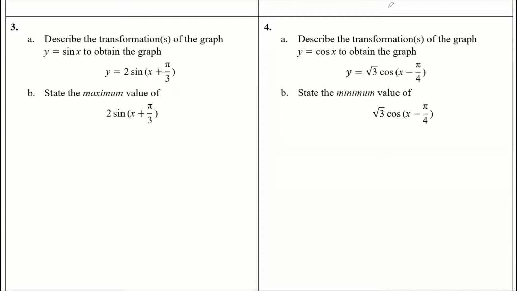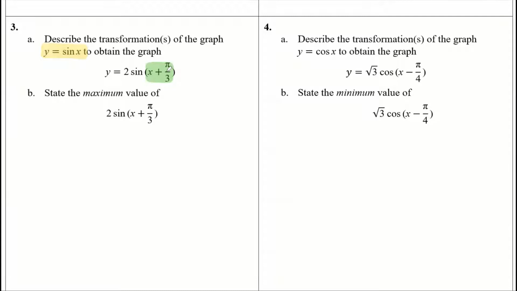Okay, now for question 3, we have to describe transformations of y equals sine x. So this would be the parent function. And we want to get the graph y equals 2 sine of x plus pi over 3. And then we have to state the maximum value. Well, when we're discussing transformations, the first thing to note is it's the transformations in the x direction, or the horizontal direction first, which is contained inside those brackets, or inside the pair of brackets. So we've got x plus pi over 3.